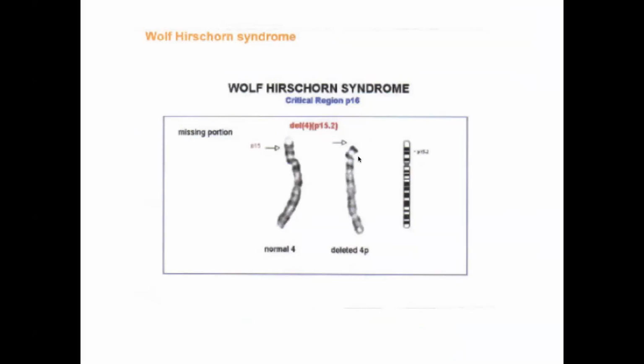So you're missing just that small tip and all of the genetic information contained within that region of human chromosome 4. That probably represents, overall, maybe 1% or less of the entire human genome. And yet, being heterozygous for that deleted version of that chromosome, you suffer all of these consequences that are associated with Wolff-Hirschhorn syndrome.